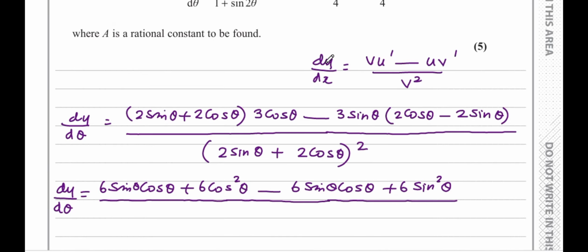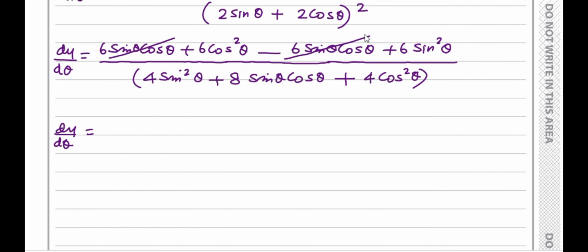All right. Now dy by d theta again. Let's cancel out whatever is possible. This 6 sine theta cos theta cancels off with this minus 6 sine theta cos theta. Then we have 6 cos square theta plus 6 sine square theta. So going by the identities, sine square theta plus cos square theta is equal to 1. So it's going to give us 6 in the numerator.